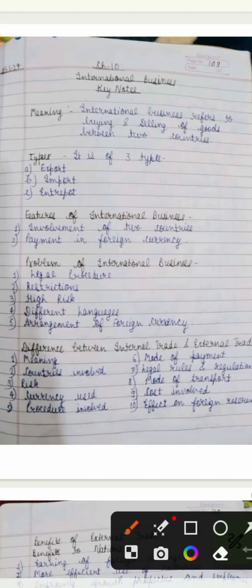We are going to understand Business Studies, chapter number 10, International Business. International business means external trade. In the previous chapter, we understood internal trade. What is the meaning of internal trade? Trade within a country. But the meaning of external trade is buying and selling of goods or services beyond the geographical limits of a country. That means trade between two countries.